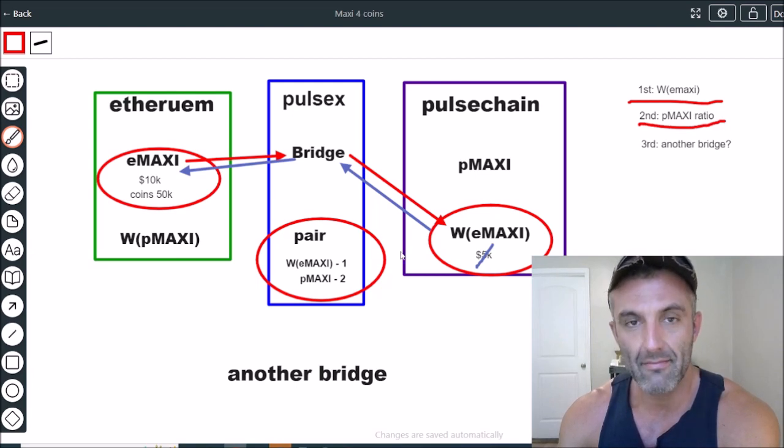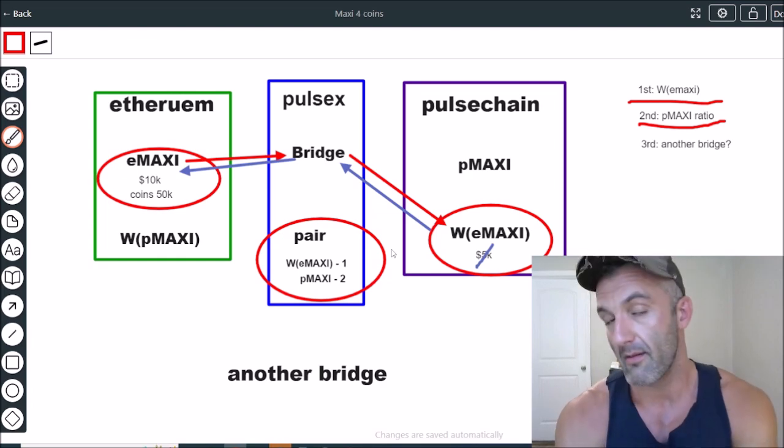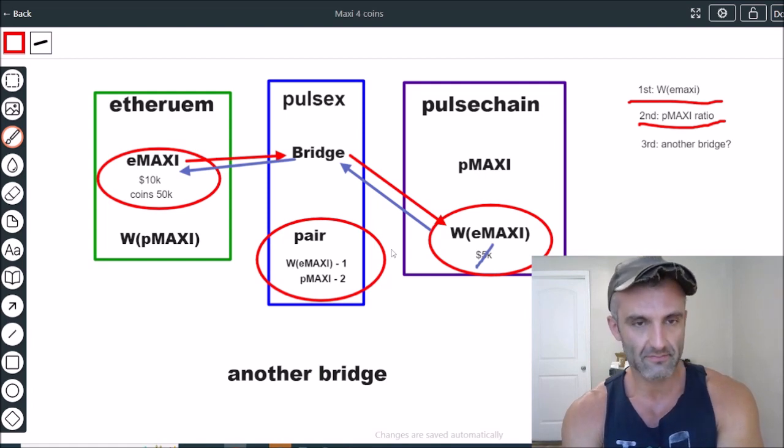Let's talk about Maxi. Why do you think Maxi won't have a value? Why do you think Maxi will have a value? Leave it down below in the comments.